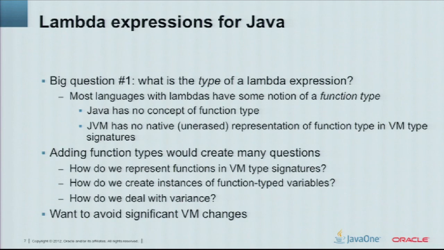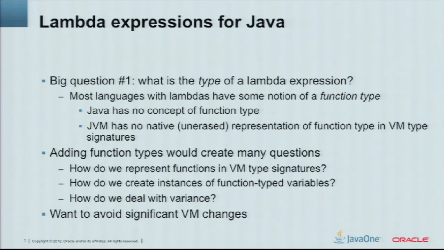Even if the language did, we also have to answer the question of what should the VM level representation be? And that's also a tricky one because the JVM has no native unerased way to represent a function from type A to type B. So in the VM type signature, since every time you call a method, you have to have the full type signature right there in the bytecode, we have to have a way of writing function from T to U so that the VM knows what the type of this thing is going to be, and we don't have a way of doing that.